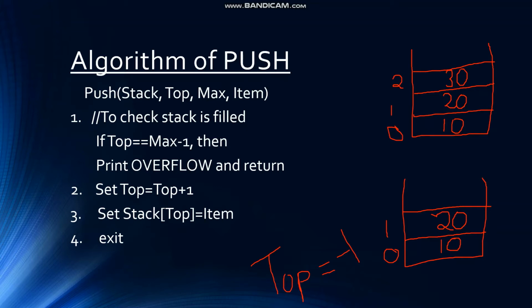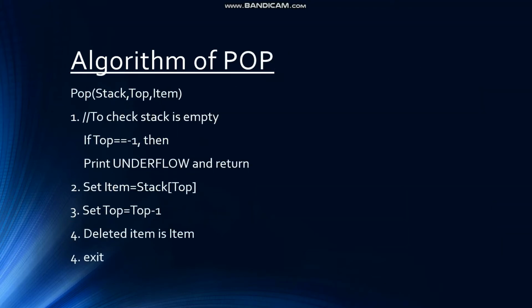Now let's see how the pop operation takes place. What do we need for the pop operation? What are the variables we need? Simply we need a stack, we need the value of top, and we need an item that is to be deleted. So this is a stack and the stack is empty, there is no value, so we can't delete any element from this stack.